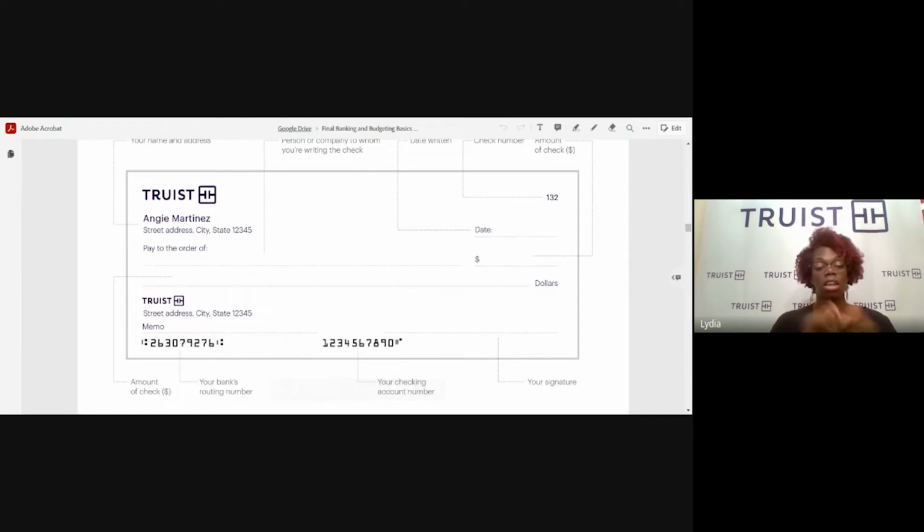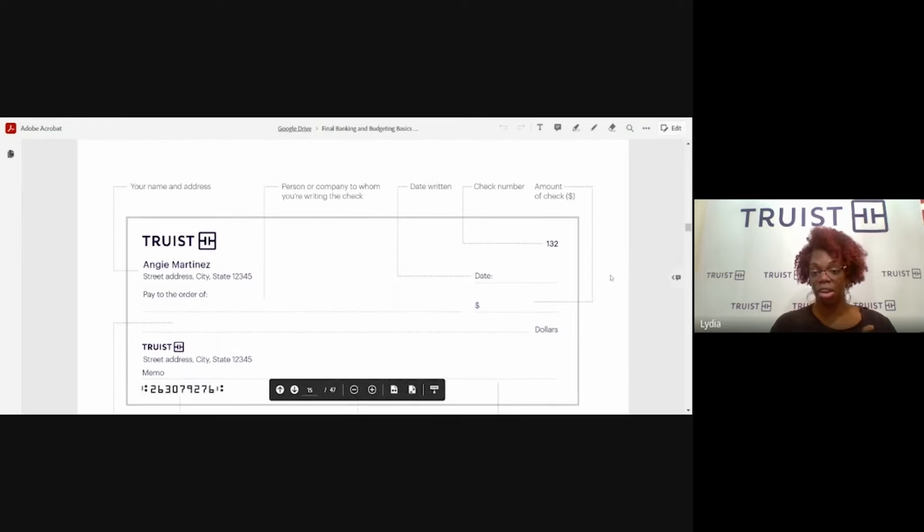Your name and your personal information are on there, and that can be by choice. You don't have to have your personal information on there, but I'll tell you, people are more likely to accept your check if you do. Your address and phone number, they prefer to have that information pre-printed on a check.